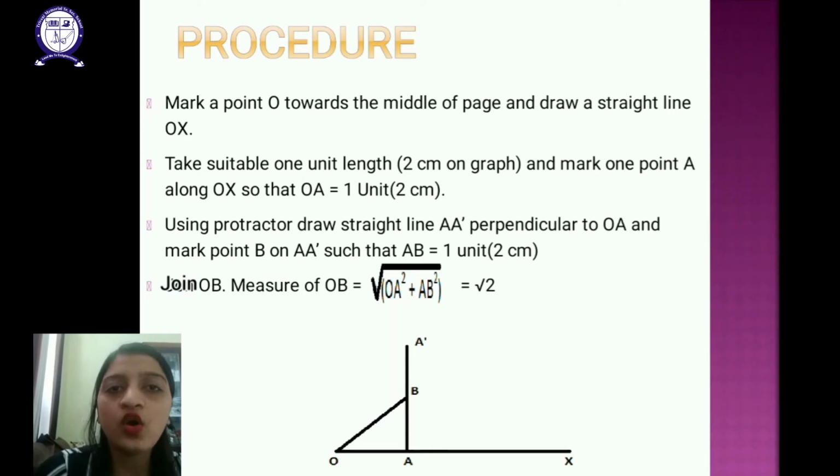You can see in the figure given below that I have taken a point O and drawn OX. Now step 2 is take suitable 1 unit length 2 cm on graph and make one point A along OX, so that OA is equal to 1 unit equals 2 cm. That is, it is saying that you have to take 1 unit distance between O and A, and 1 unit you should take like 2 cm or 3 cm on graph paper.